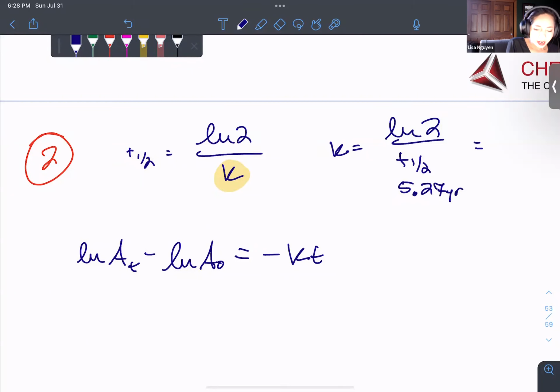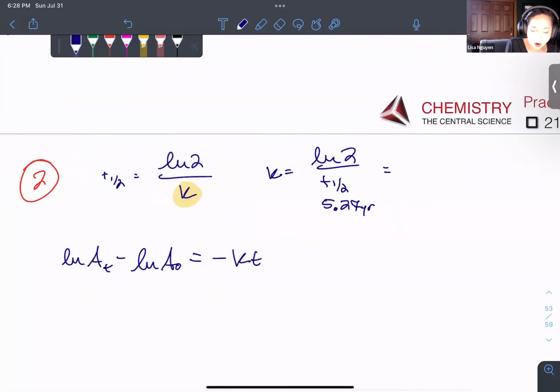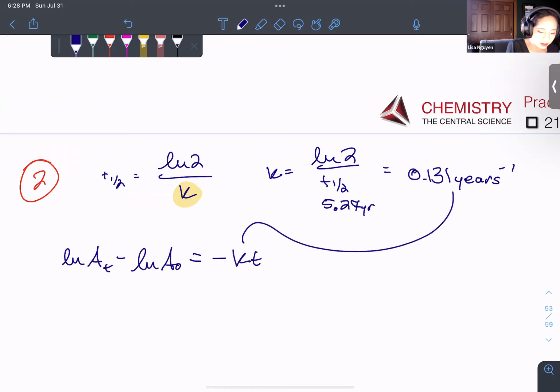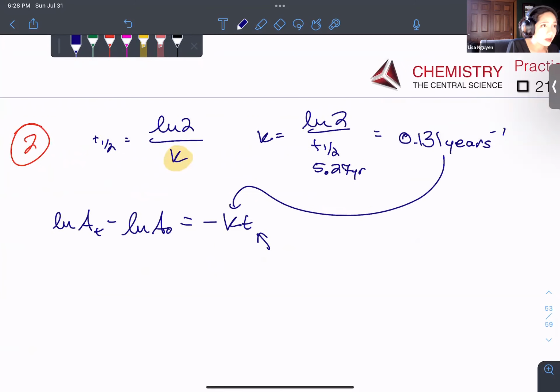That T1/2 is 5.27 years. And so what we get is that K, our rate constant, is 0.131 years to the -1, in order for the units to work out. So that's the K value that I'll put into my integrated rate law. T is the amount of time that has elapsed given in the question, 15.81 years. And then our initial concentration is 1 milligram, and we are calculating for the amount left.